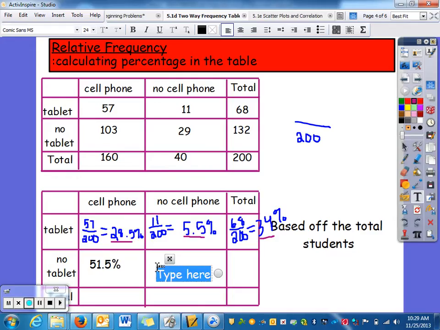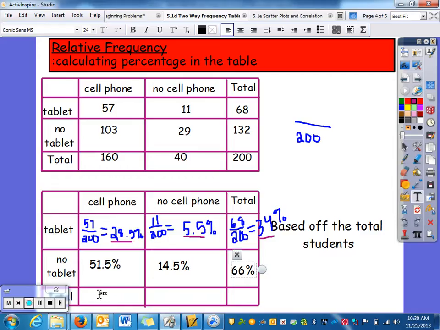We take 29 divided by 200 and get 14.5% here. And you could either add these two percents together or just take 132 divided by 200 to get 66%.